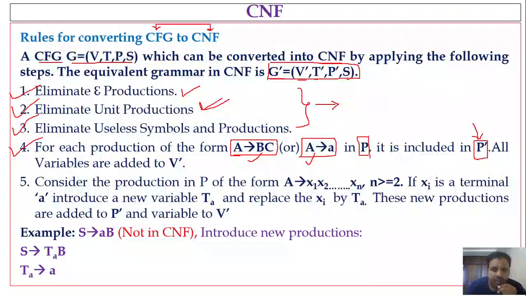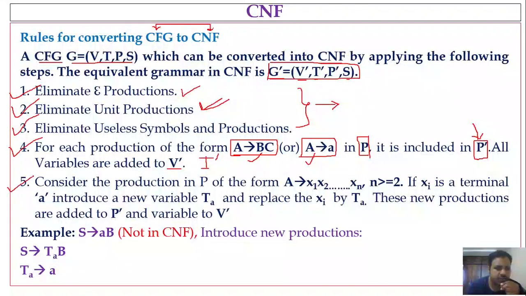Whenever certain productions in the given grammar are already in CNF, you can directly add those productions into P'. All the variables in those production rules will be added to V', and the terminals can be directly added to T'. So this is step 4.